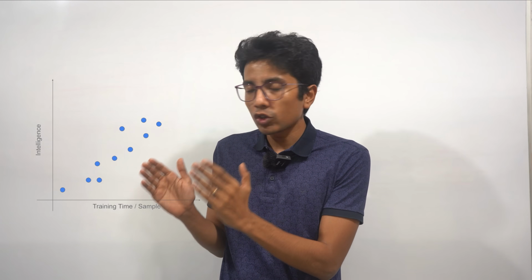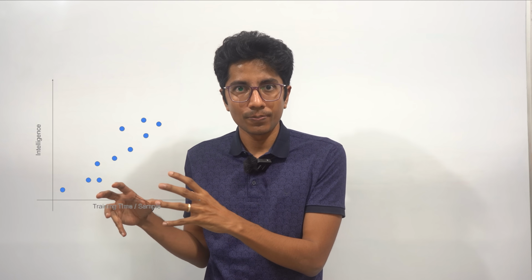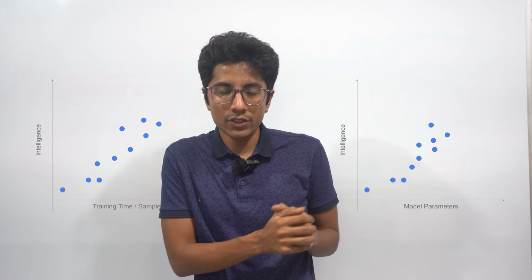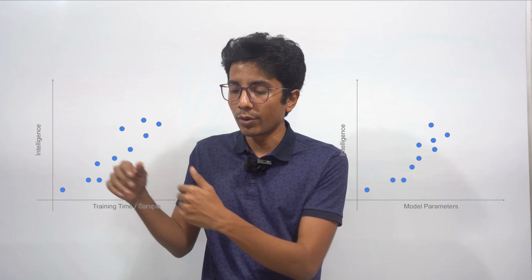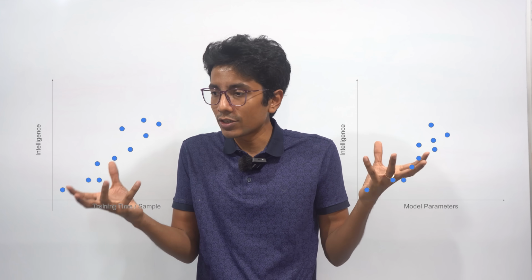And so this is our second scaling law. The more time you spend per data point during training, the smarter your model gets. Okay. Our first scaling law was that the more parameters we have, the smarter our model gets. Second one is the more time you spend per data point. Which one do you think is more important? Which one do you think brings more promise?